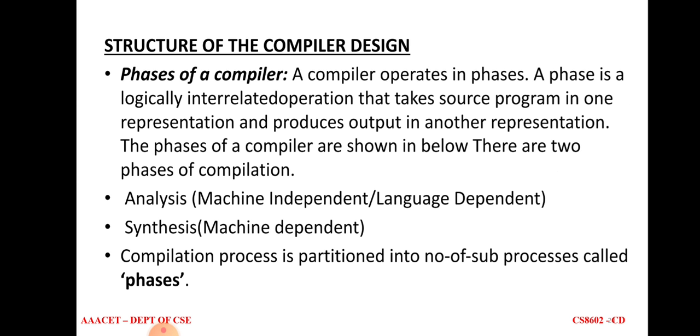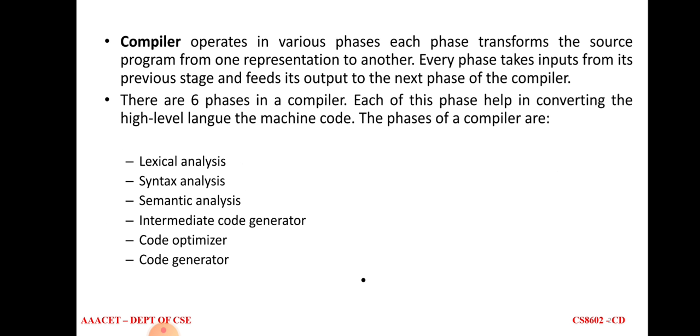The compilation process is partitioned into a number of sub processes, which are called phases, right? The compiler converts one type of language into another type of language. For that, the process has to be divided into a number of sub processes, and each process is known as a phase. There are 6 phases in the compiler. Each phase helps in converting the high level language into the machine level language.